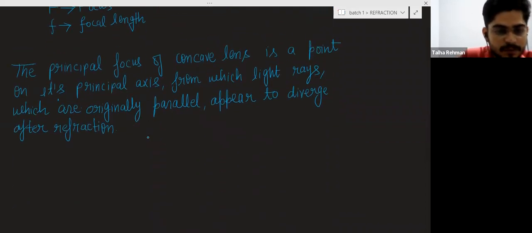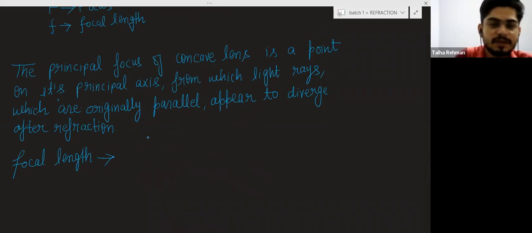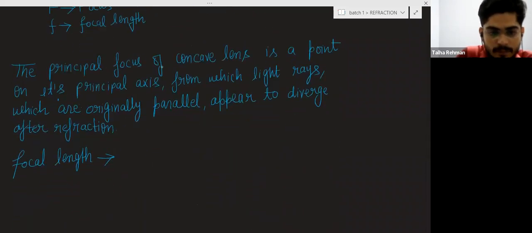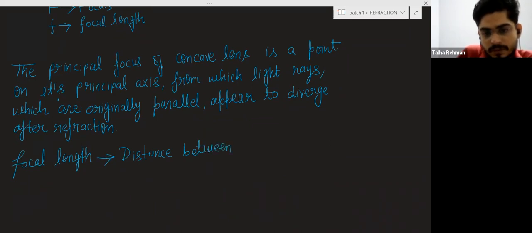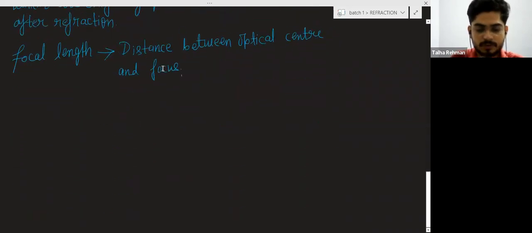And what is the focal length? What will you write about the focal length? So focal length is simply, for the focal length you will write, it is the distance between the optical center and the focus. Very, very easy.